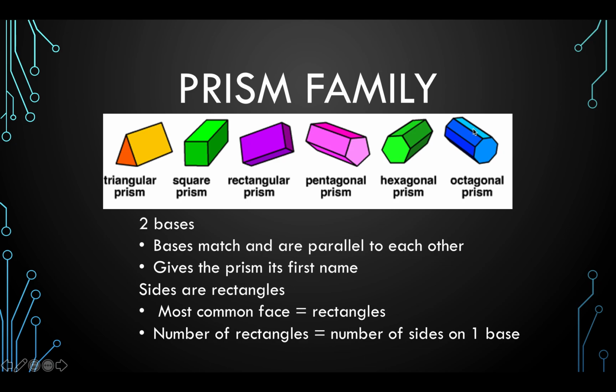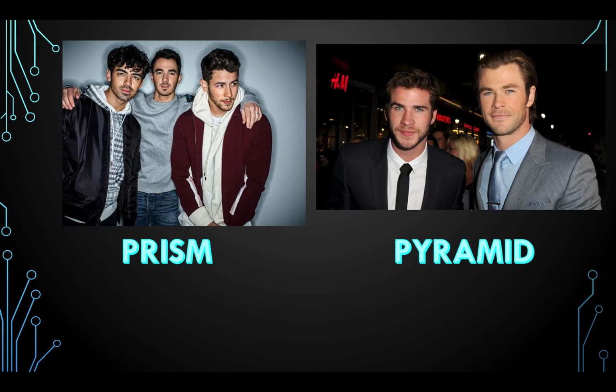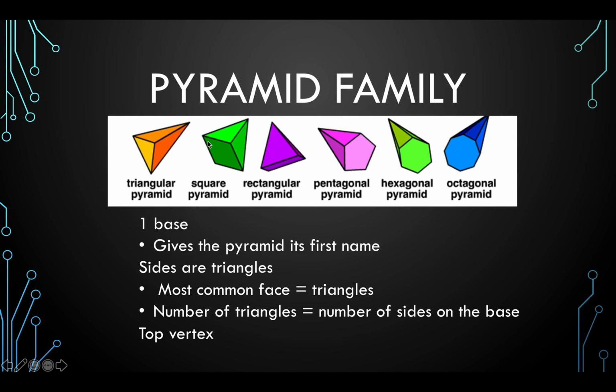Next thing we're going to do, this is the prism family. We're now going to talk about the pyramid family. This is kind of like the Hemsworths. They are very different from the Jonas Brothers. They act, these guys like to sing. Okay? So we're now going to talk about the pyramid family.